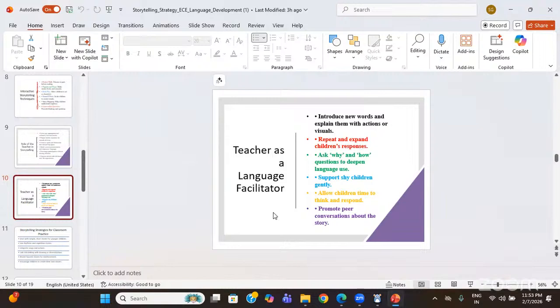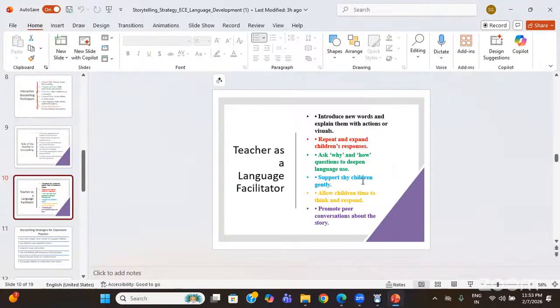Repeat and expand children's responses. Suppose you asked a question, where is the monkey? The child will say, tree. Don't stop there. Can you tell on which tree the monkey is? Come on, tell me. Does the tree have some thorns on it? Did you observe that? Did I tell you that the tree has some thorns? Like that, you have to expand their responses and then ask why and how questions to deepen language use.